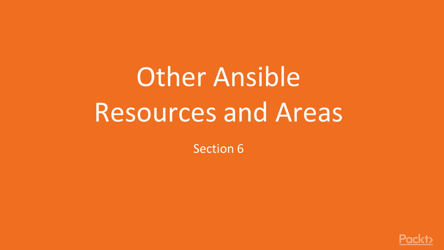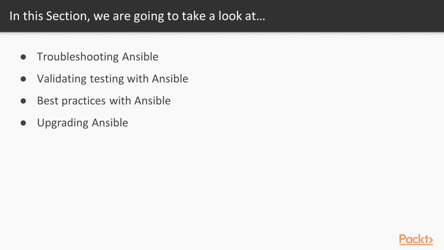Hello, and welcome to the sixth section of this course, Other Ansible Resources and Areas. In this section, we're going to take a look at Troubleshooting Ansible, how we can troubleshoot the underlying SSH connectivity, and also how we can troubleshoot the execution of Ansible. We're going to look at how we can validate a particular Ansible version through the use of the testing framework that is part of the Ansible source code. We'll be discussing the best practices, and finally, we'll look into how we can upgrade Ansible.